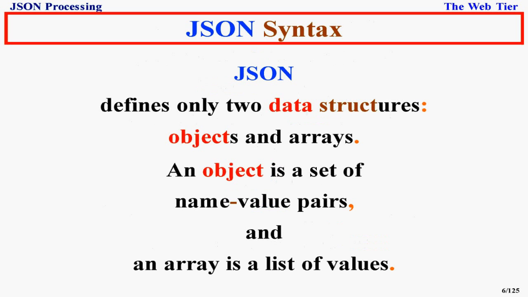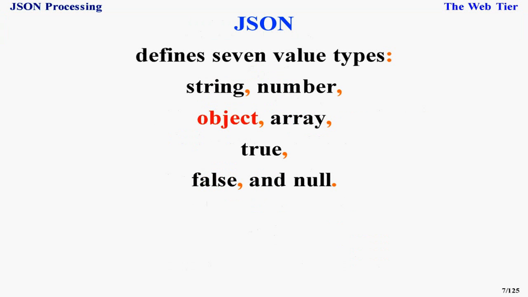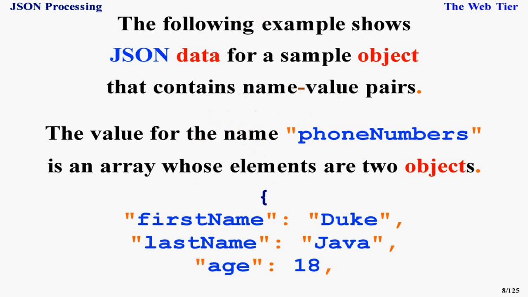JSON syntax. JSON defines only two data structures: objects and arrays. An object is a set of name-value pairs, and an array is a list of values. JSON defines 7 value types: string, number, object, array, true, false, and null. The following example shows JSON data for a sample object that contains name-value pairs.